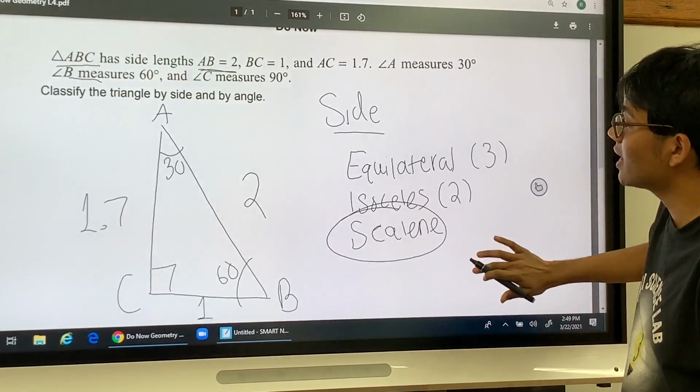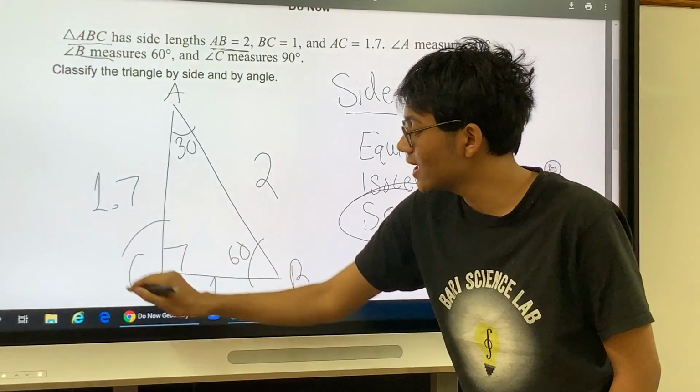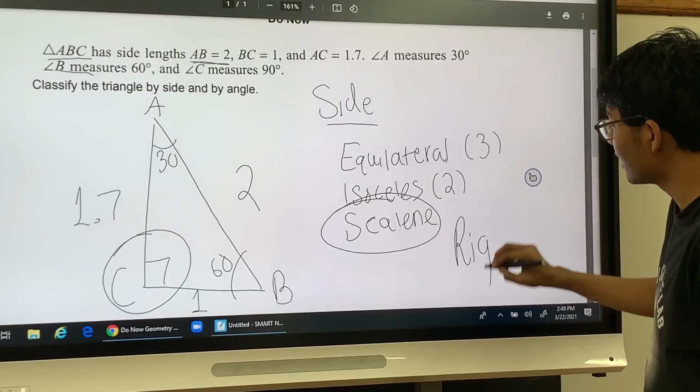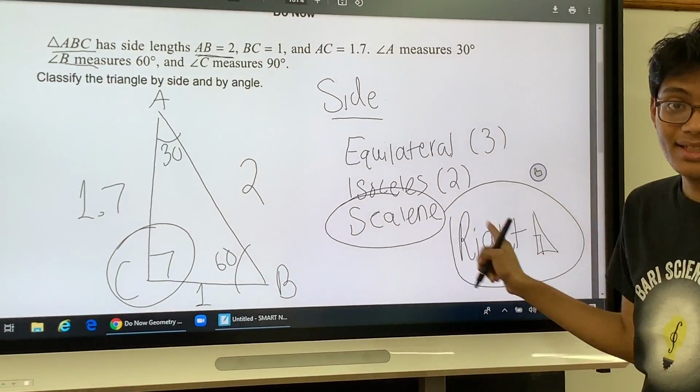Can we classify by angle as well? How do we classify by angle? Well, notice we have a 90-degree angle right here, so this has to be a right triangle. So those are the classifications by side and by angle. It's a scalene right triangle.